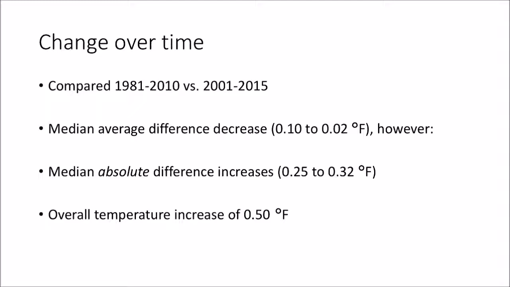Just looking at the straight up mean or median of the difference between methods, you have a decrease here. So getting closer together. For the median, it went from 0.1 degree Fahrenheit lower than the mean, to 0.02 degrees Fahrenheit, so almost getting to equal. But the median absolute difference is increasing from 0.25 to 0.32.